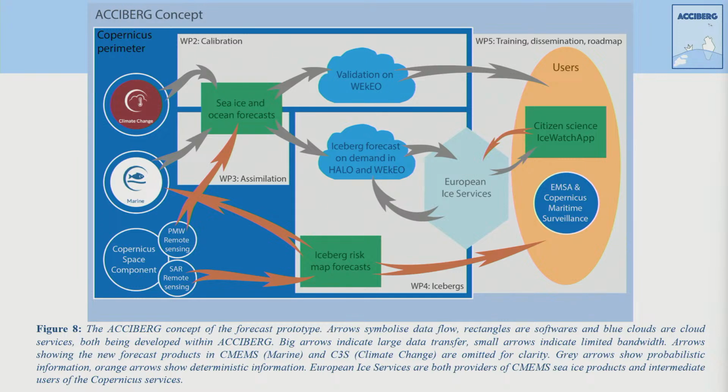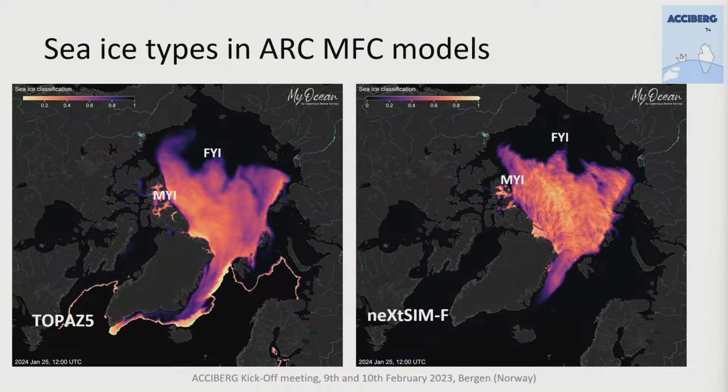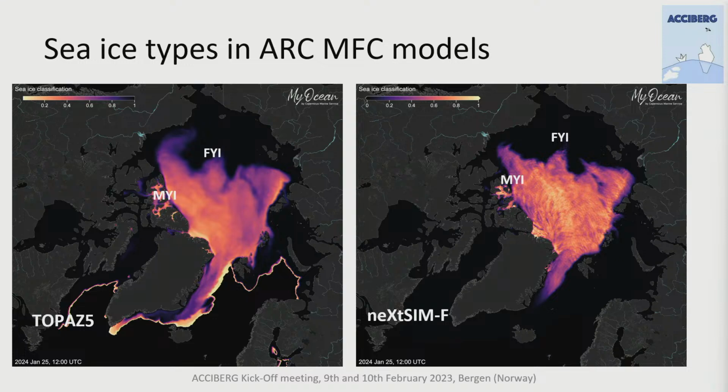The project aims to bridge, as Daniel said, a few gaps between the different forecasts at different ranges. We plan to do that by bringing the forecasts into different platforms for validation. Wikio, which is a centralized infrastructure for getting access to all the Copernicus data, and also into individual iceberg forecasts. First, about the sea ice, we would like to make better use of the information provided by passive microwave data, because these maps you see here are maps of sea ice types, multi-year ice versus first-year ice.